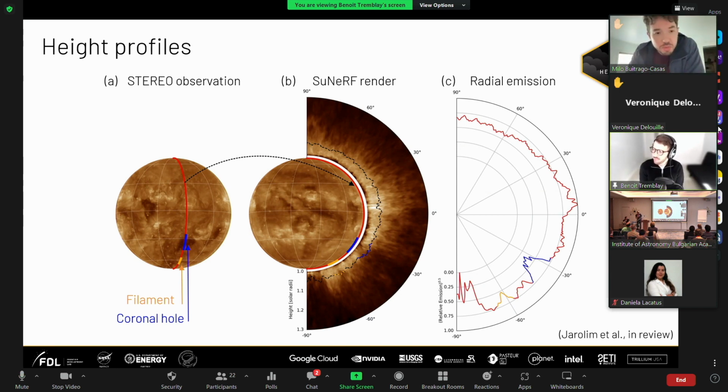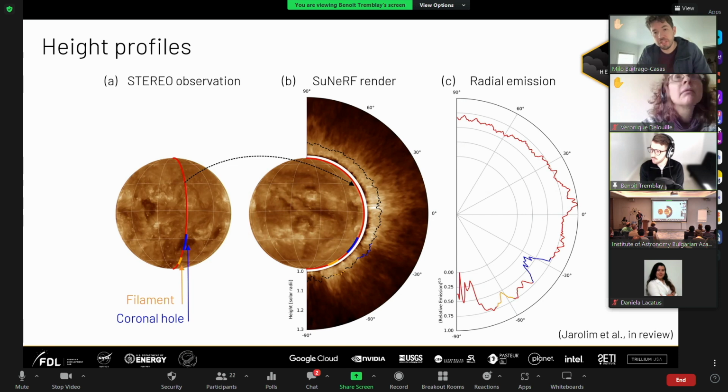Veronica, you showed how by using the two STEREOs and SDO, probably the best configuration for those three spacecraft is when they are 120 degrees from each other. But I want to understand what happens when you don't have that ideal configuration. And we all know that one of the STEREOs stopped working several years ago. How did your model try to compensate for that, and what are the limitations on the spacecraft locations for these 3D models?